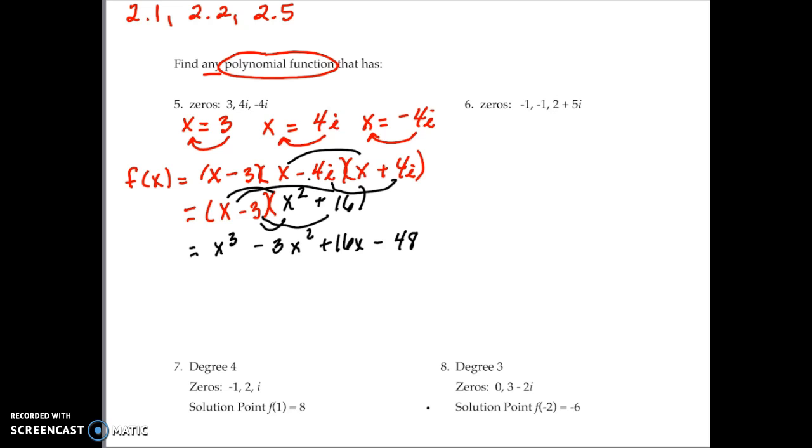We don't have to worry about the leading coefficient because we were given no instructions, nor were we given a solution point. So what I'd like for you to do for number 6 is to write each of these zeros in factored form and then check to see if your factored form matches mine. So pause the screencast, please, and try to first write the polynomial for number 6 in factored form.